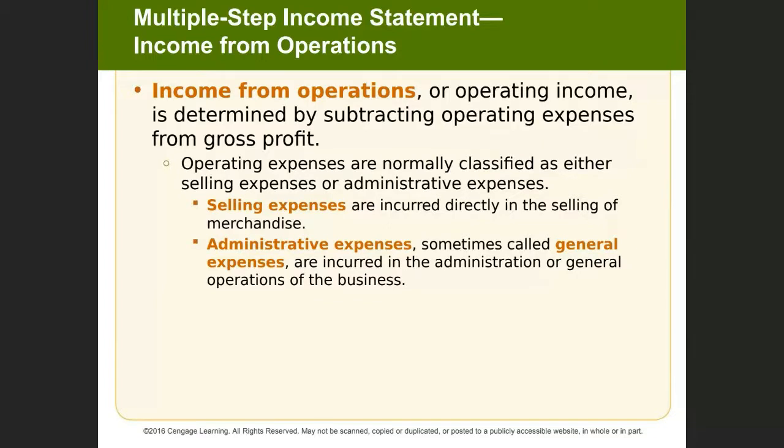It says incurred in the administrative general operations of the business, so it has something to do with operations, right? Like the business. Administrative expenses, also called general expenses, incurred in the administration or general operations of the business. Salaries. You could think of like an admin salary. Yep.